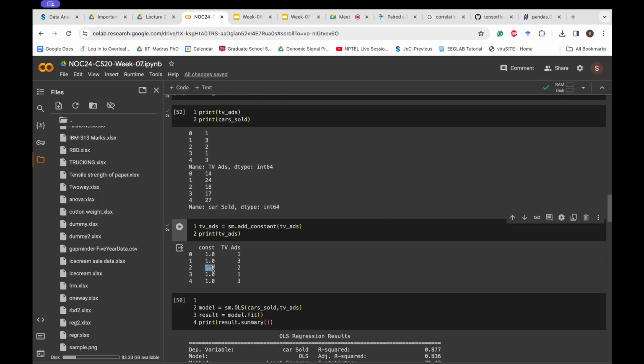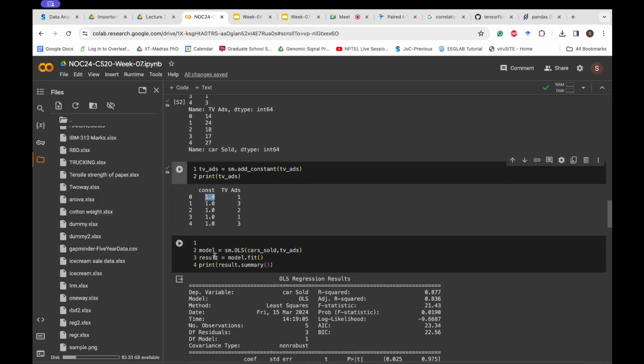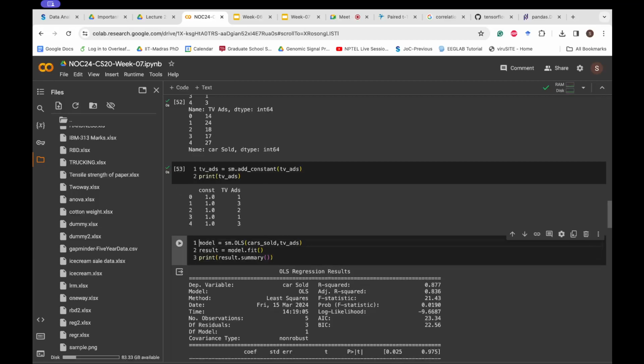The reason being, internally it does some linear algebraic operations like matrix multiplication and so on, and for that purpose you use this constant for the intercept term. So that constant is added just for the internal computation of the OLS function, if you are having this intercept term in your line equation. Okay, so let us see the later part.